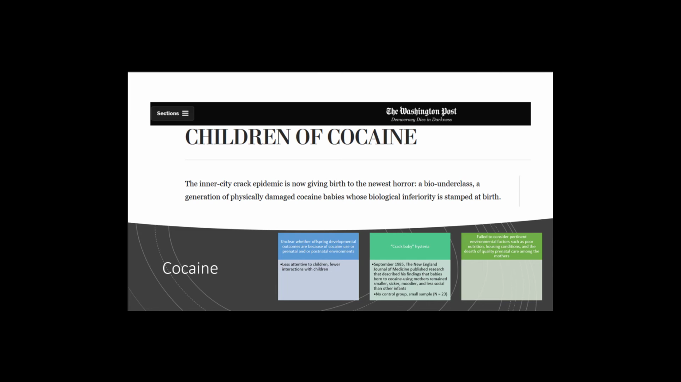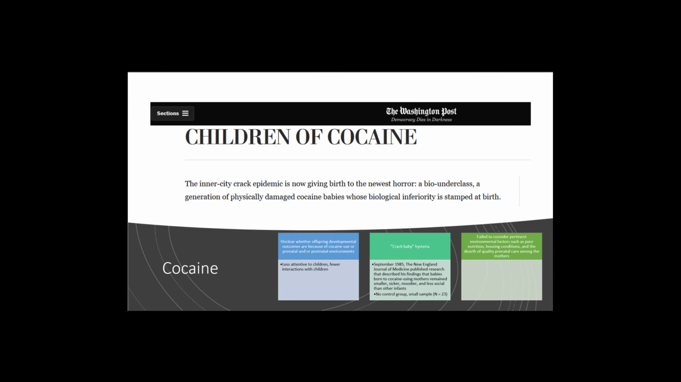Is it just a drug, or is it that postnatally these parent-child interactions are less fruitful, less positive, and the child is more neglected? Maybe that's what's actually driving a negative impact of cocaine use on a mother and father's offspring.